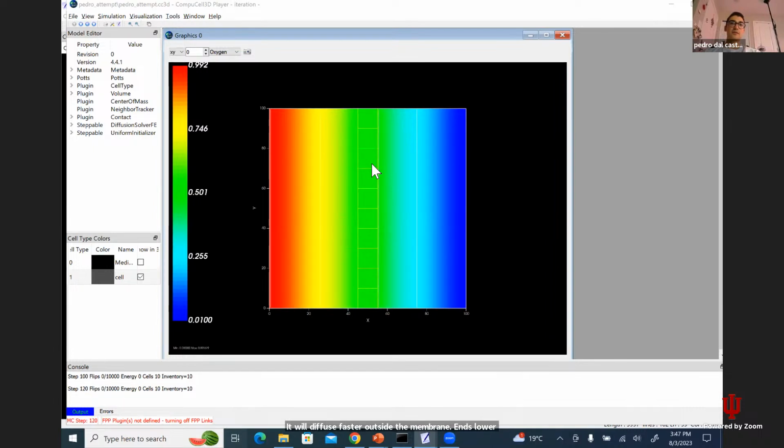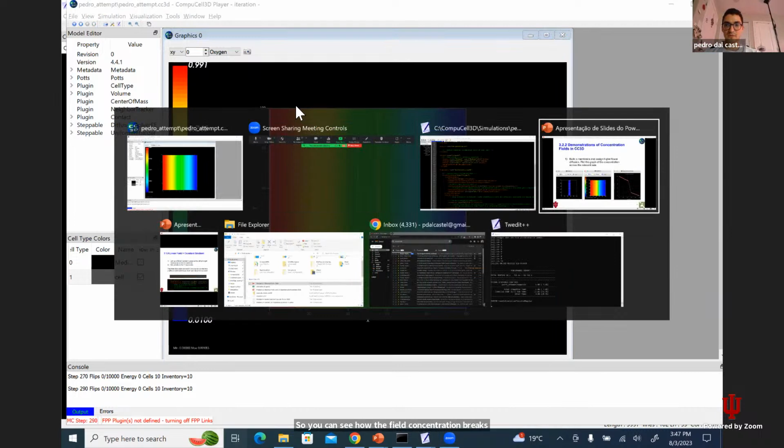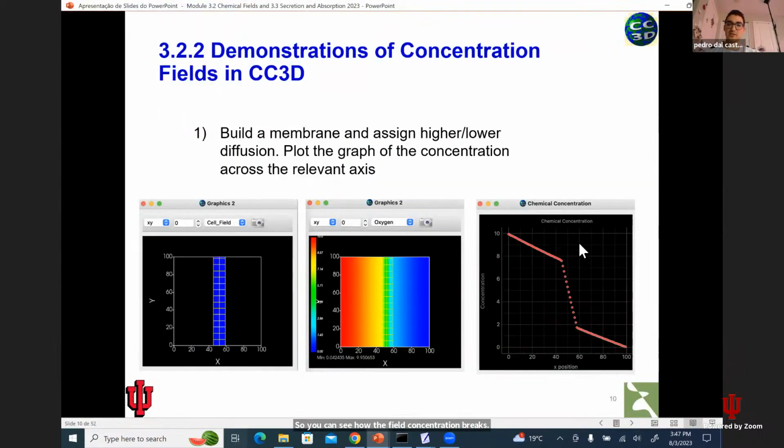The demo in the demo folder has a graph plot of the concentration in the x direction, along the x-axis, so you can see how the field concentration breaks, which I'm showing here. So if you would plot the graph, you would see this plot here when the diffusion constant is lower inside the membrane and higher outside. And it would be the other way around if you had a higher diffusion inside the membrane and lower outside.